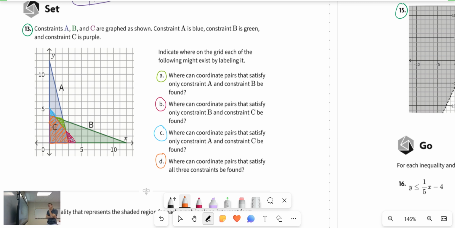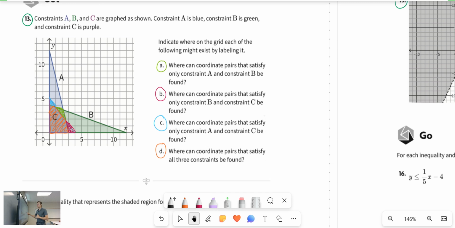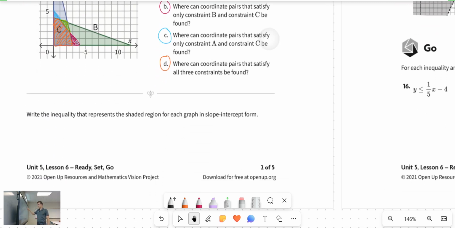So those are our three areas of overlap. We have where A and B happen, but not C; where A and C happen, but not B; where B and C happen, but not A; and then where all three of them happen. So, perfect. Let's move on and see what other questions we have.